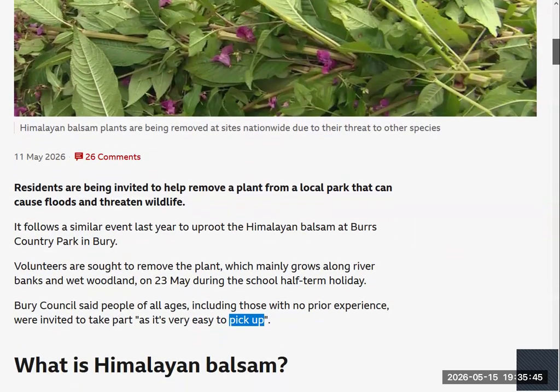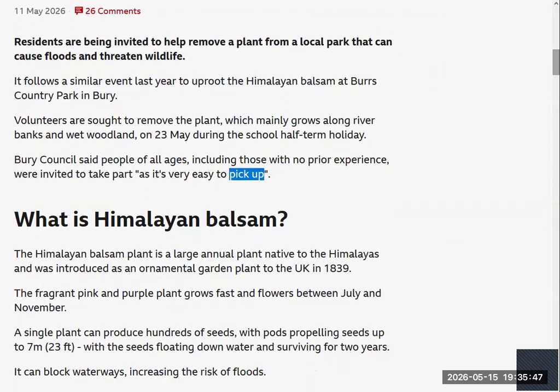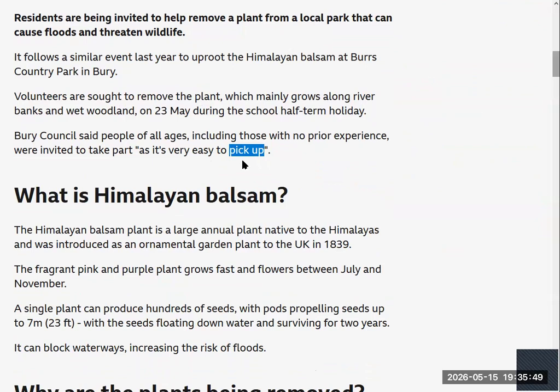But another way of using pick up, and I think this is the way they're using it, is if you're picking something up, it means you're learning something. That seems to be the meaning here, as it's very easy to learn. I'd say pick up means learn. So it's not complicated to remove this plant, this Himalayan balsam.